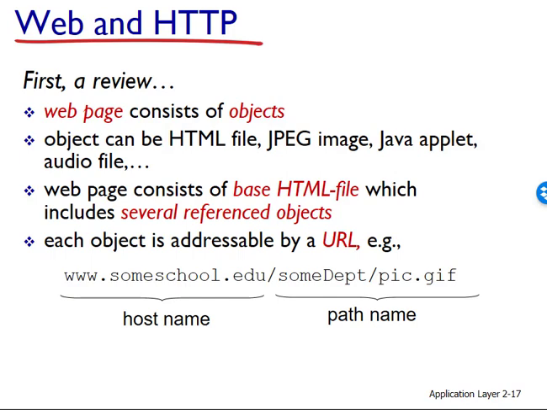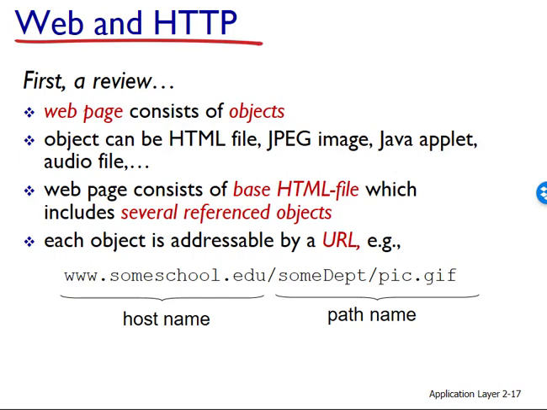Most web pages consist of a base HTML file and several referenced objects. For example, if a web page contains HTML text and 5 JPEG images, then the web page has 6 objects, the base HTML plus the 5 images. The base HTML references the other objects in the page with the object's URLs. Each URL has 2 components, a host name of the server and the object's path name. You can see the edu example here.